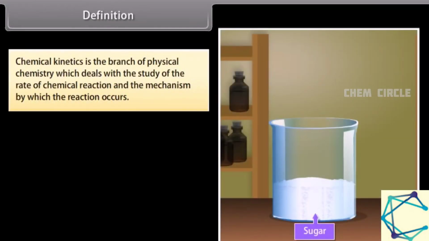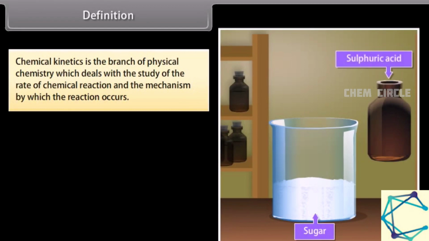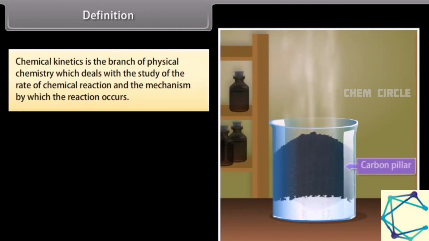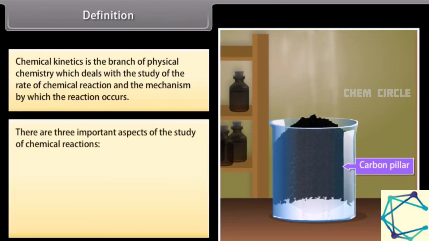Definition. Chemical kinetics is the branch of physical chemistry which deals with the study of the rate of chemical reaction and the mechanism by which the reactions occur. There are three important aspects of the study of chemical reactions.